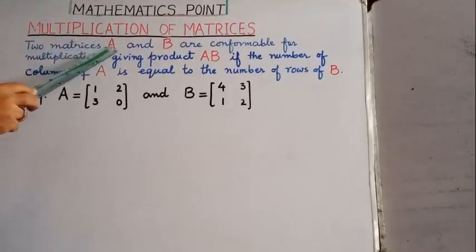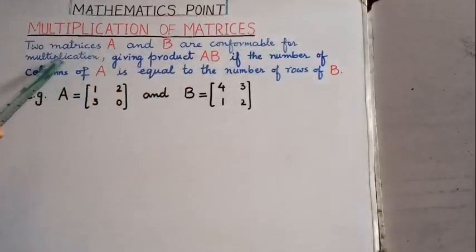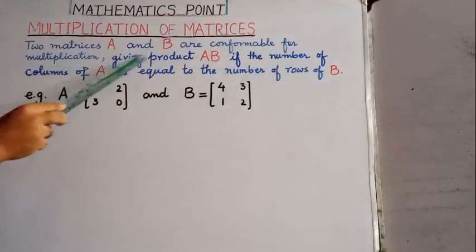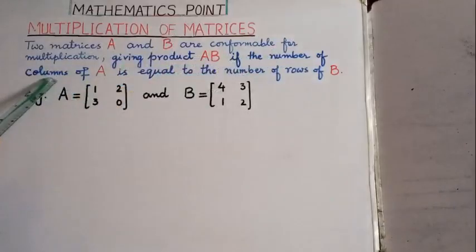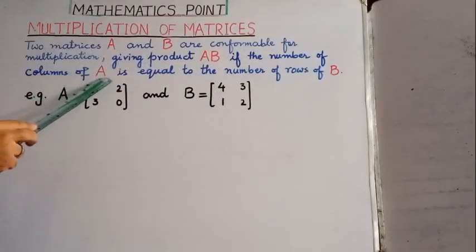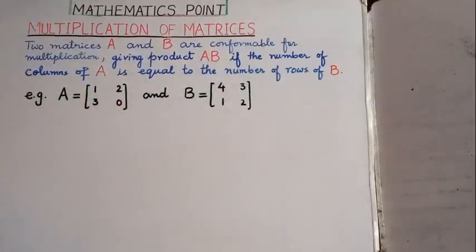Two matrices A and B are conformable for multiplication giving product AB, if the number of columns of matrix A is equal to the number of rows of B. So we multiply two matrices when the number of columns of A is equal to the number of rows of matrix B. Students, take an example.